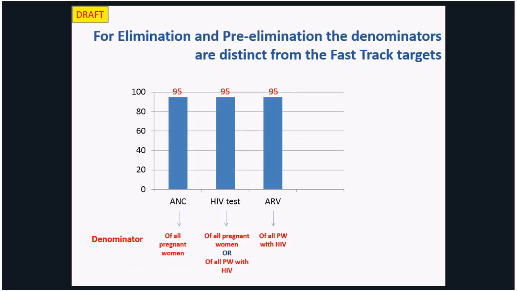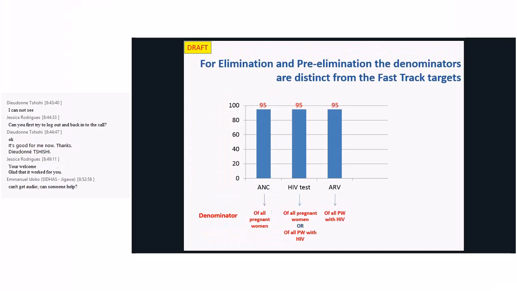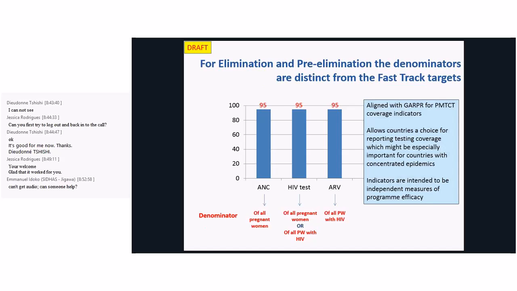And what those denominators are is that for ANC, the denominator is all pregnant women. For HIV testing, the denominator may be either all pregnant women or all pregnant women with HIV. And for the ARV indicator, the denominator is of all pregnant women with HIV. Next slide. And the message behind these criteria and the denominators that are being used is that we're trying to align them as much as possible with the GARPR indicators for PMTCT coverage.